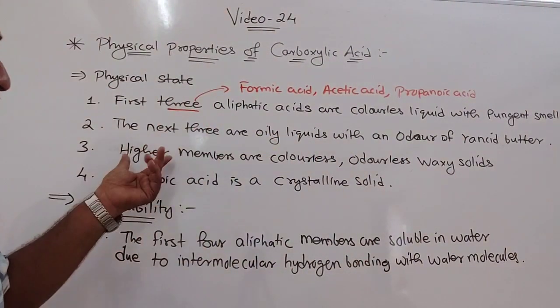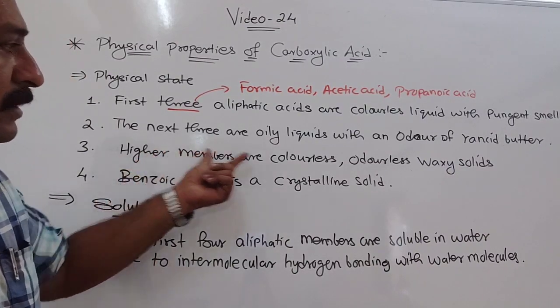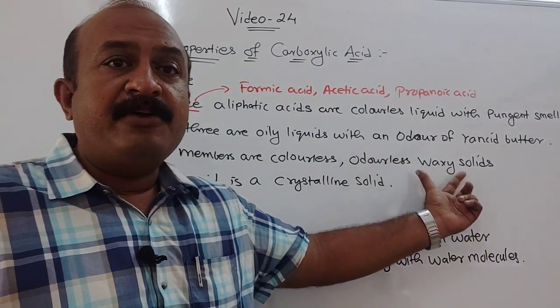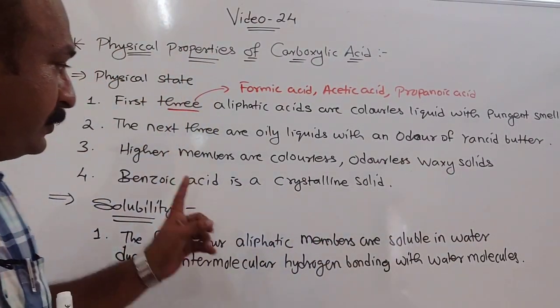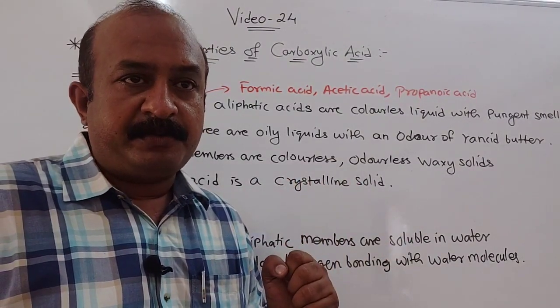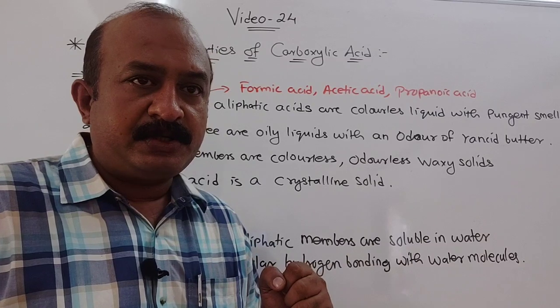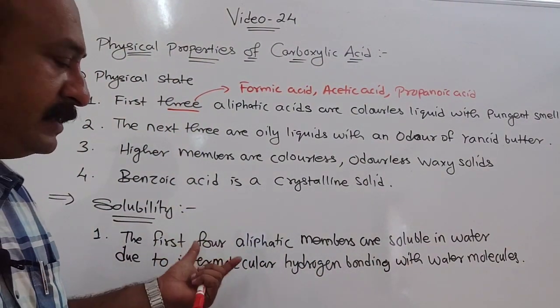After that the higher members, more than 6, meaning heptanoic acid and so on, are colorless, odorless, waxy solids, meaning they are thick. But benzoic acid is the one which is in crystalline form. Which form is it in? Crystalline form. Understood?